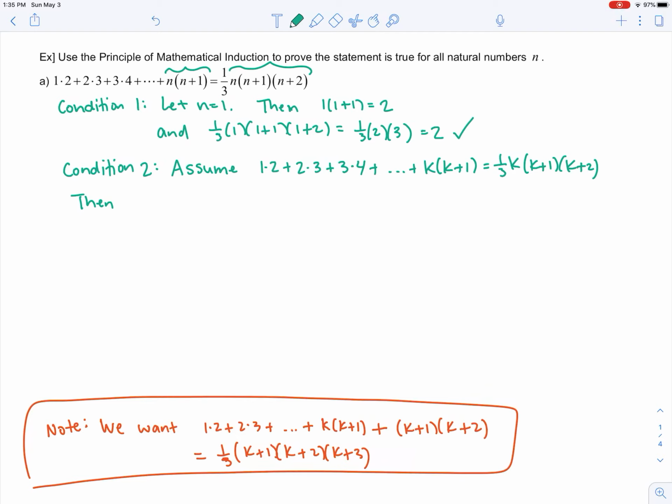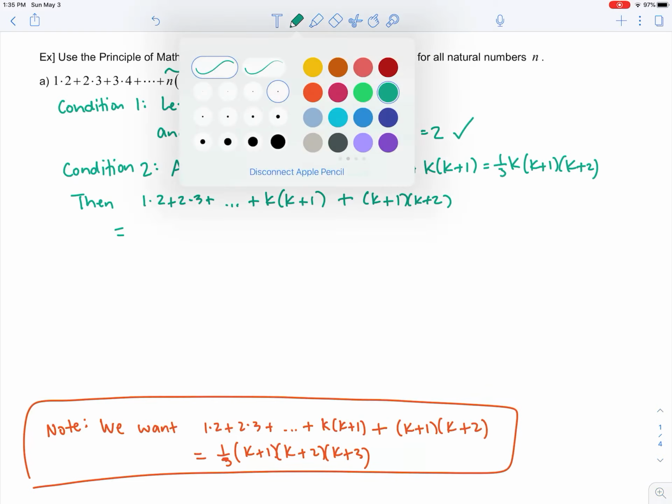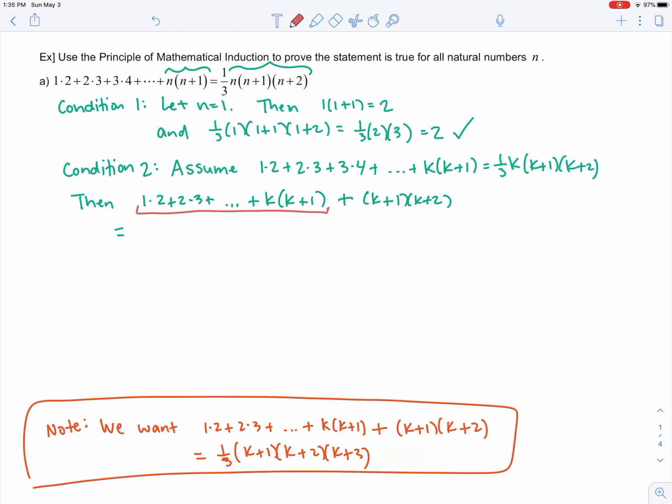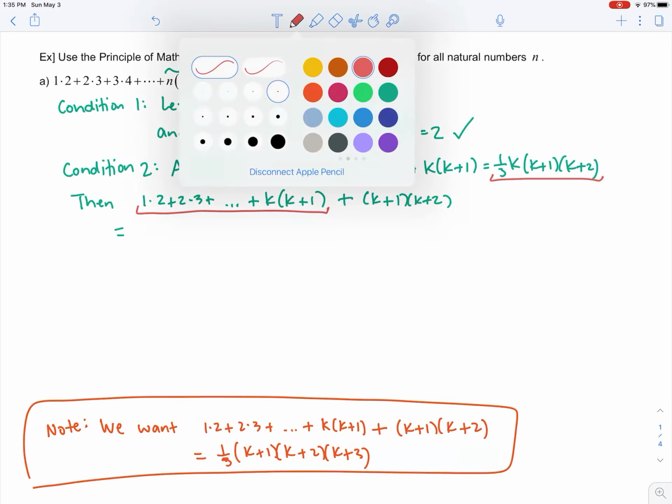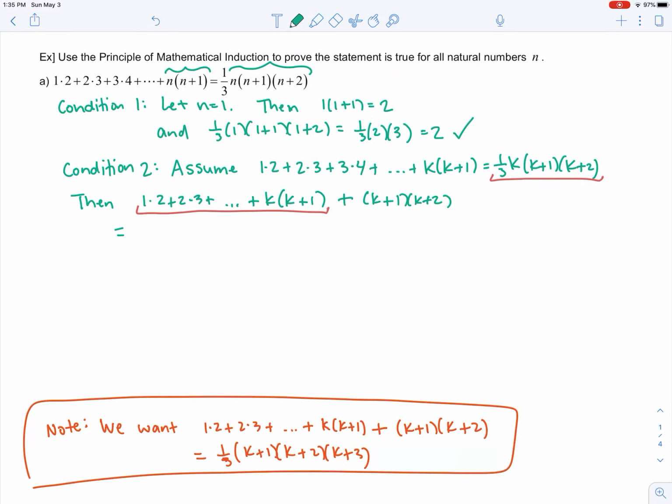Okay, now I'm going to start with the k plus 1 case. So it would be 1 times 2 plus 2 times 3 plus ... plus k times k plus 1 plus, then the next one would be k plus 1 times k plus 2, is equal to, and what we can do is replace this portion with this, right? We've assumed that they're equal, so we will make a replacement, and that is by our assumption. So I'll replace this first part that I underlined with 1/3 k times k plus 1 times k plus 2 plus this next term that I added on, k plus 1 times k plus 2, and I'll put a note, by our assumption.